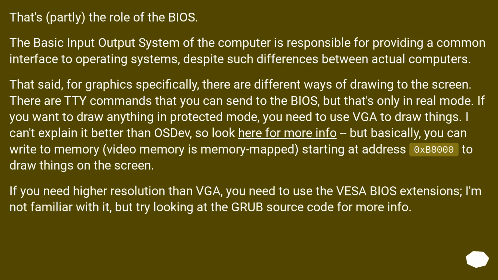I can't explain it better than OSDev, so look there for more info, but basically, you can write to memory. Video memory is memory mapped, starting at address 0xb8000, to draw things on the screen. If you need higher resolution than VGA, you need to use the VESA BIOS extensions. I'm not familiar with it, but try looking at the GRUB source code for more info.